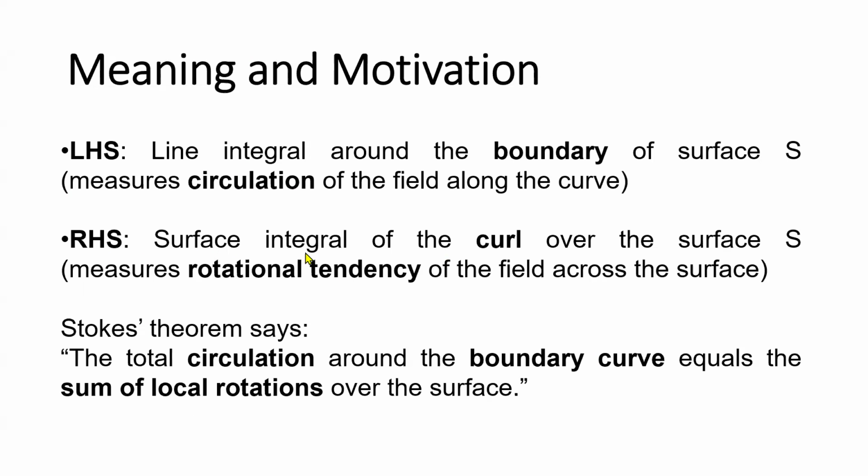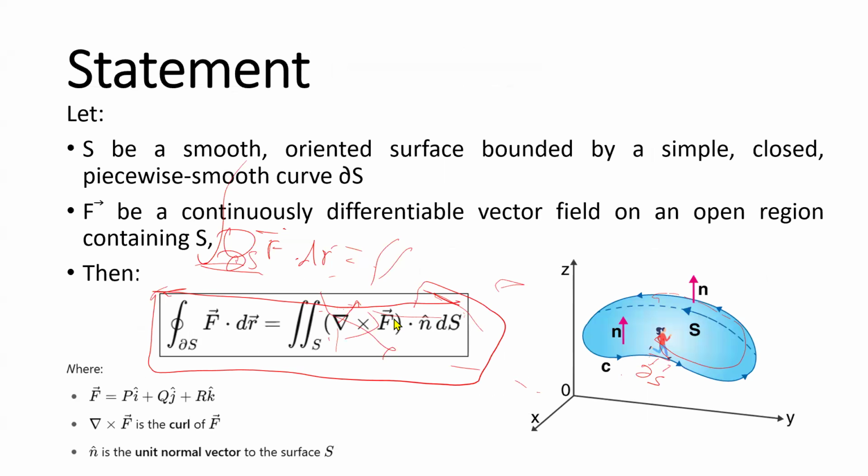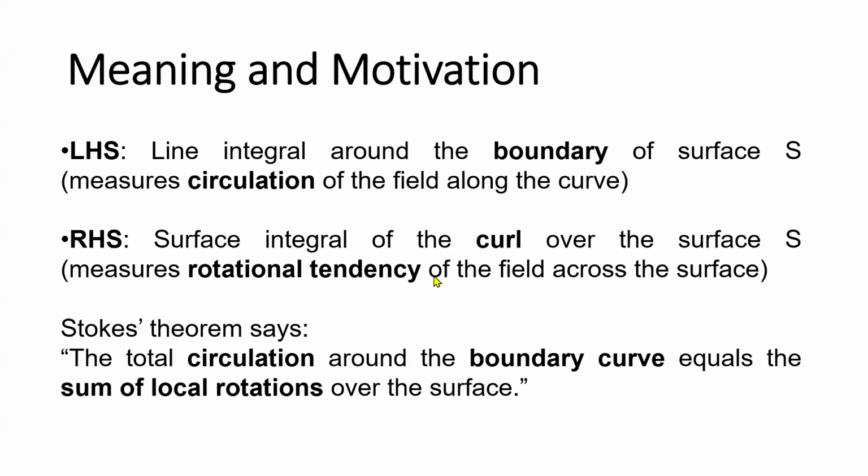The right-hand side is the surface integral of the curl over the surface S. It measures the rotational tendency of the field across the surface. So what Stokes theorem says is that the total circulation around the boundary of the curve is equal to the sum of the local rotations over the surface. This is the compact theoretical definition of Stokes theorem.